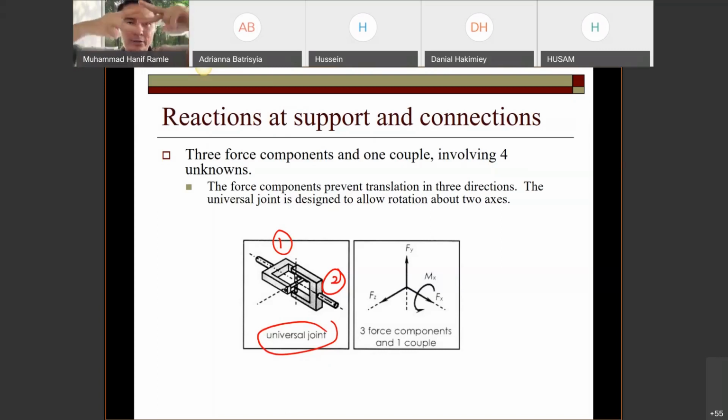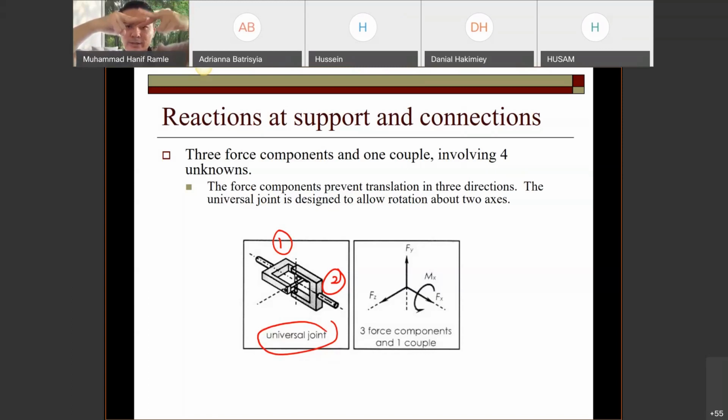Okay, all right. So let me repeat. This one. The left one is number one. So if you can see number two here, it can be rotating like this. It can be rotating like this, but cannot rotate like this.